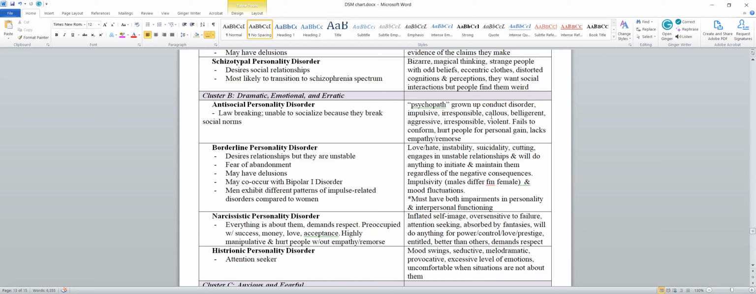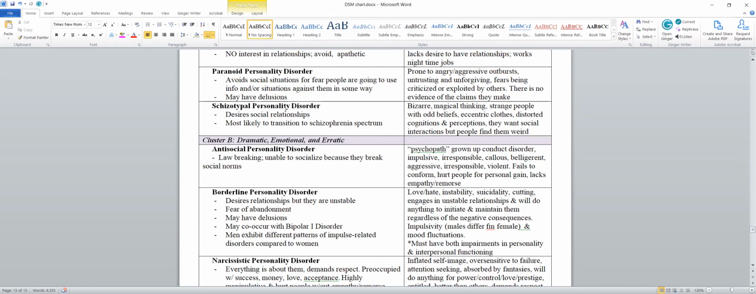They fear abandonment. They may have delusions. They may co-occur with bipolar 1 disorder. And men exhibit different patterns of impulse-related disorders compared to women. Oh, I had already put that in there. Men exhibit different patterns of impulse-related disorders compared to women.